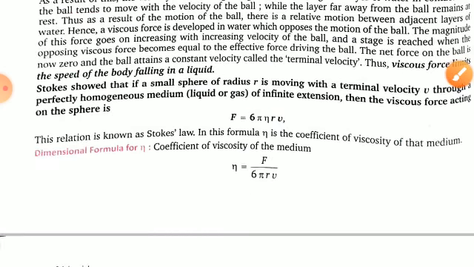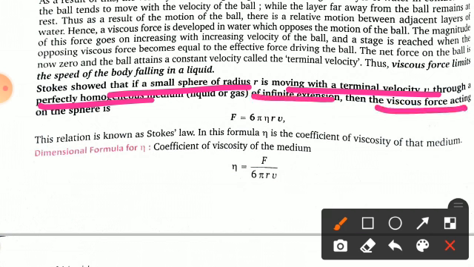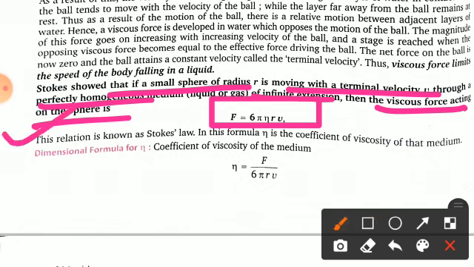Now Stokes showed that if a small sphere of radius r is moving with the terminal velocity v through a perfectly homogeneous medium, liquid or gas, I hope you know very well what are homogeneous and heterogeneous mediums, of infinite extension, then the viscous force acting on the sphere is how much? F is equal to 6 pi eta r v. This is the force which is acting on the sphere. This relation is known as Stokes law. In this formula, eta is the coefficient of viscosity of the medium.